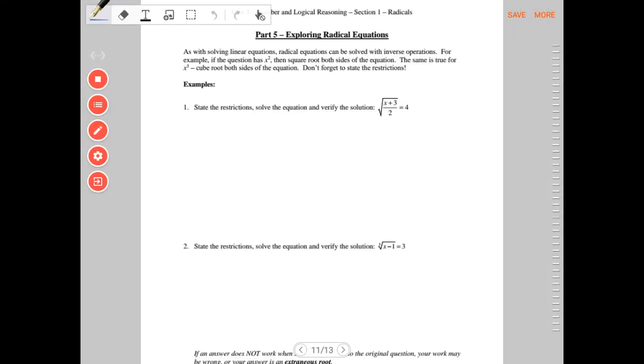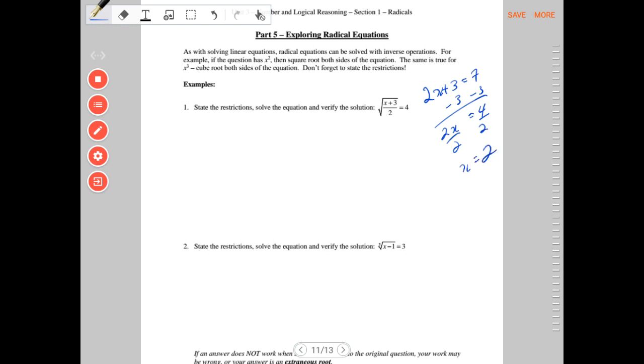Part 5. Exploring radical equations. As with solving linear equations, something like 2x plus 3 equals 7, radical equations can also be solved with inverse operations. If I were to get x by itself, I would first subtract the 3 from both sides, and then divide both sides by 2.